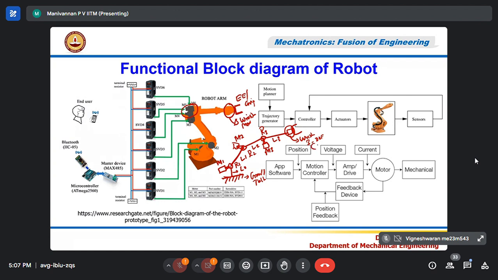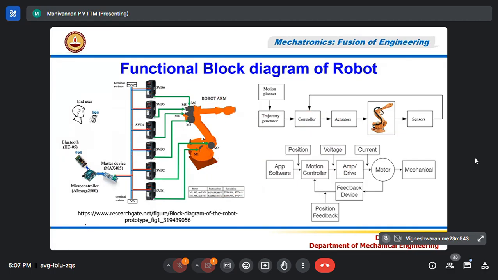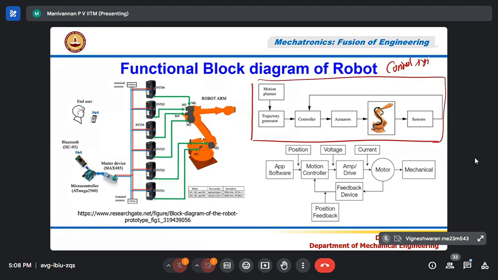This is my wrist mechanism, which has 3 degrees of freedom. There are 3 motors, M4, M5, M6. This is my end effector. So you can draw this. You need not draw all these other things. This is not needed, correct? This is called a line sketch to explain, right? For understanding purposes, you draw that. Then this you have to draw. This is the control diagram, the control system functional diagram.